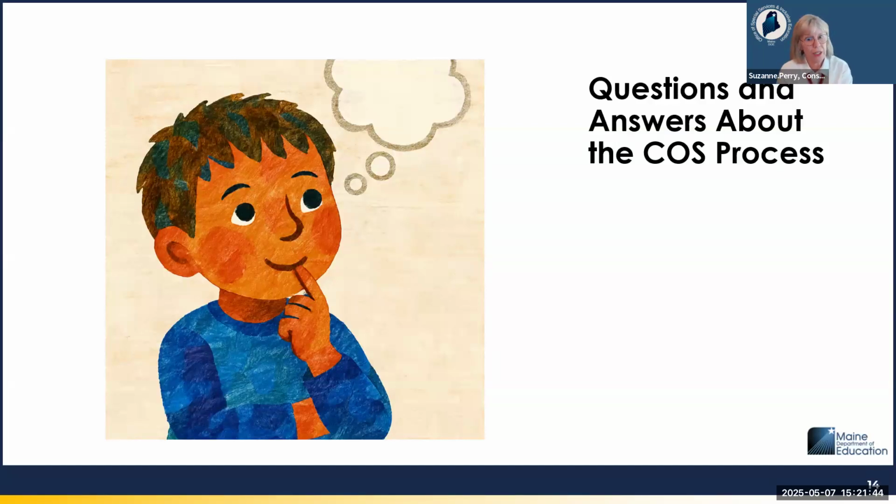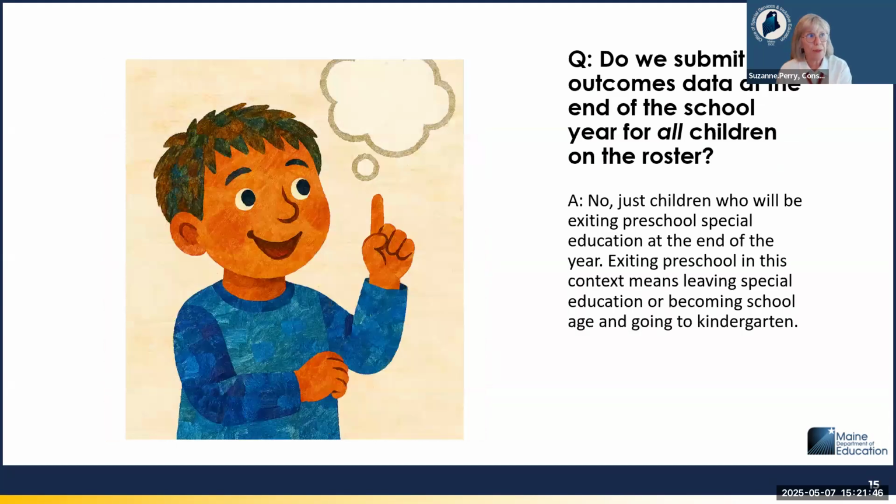So our first question is, do we submit outcomes data at the end of the school year for all children on our roster? And the answer for that would be no, just children who are exiting preschool special education at the end of this year. Exiting preschool in this context means leaving special education or becoming school age and going to kindergarten.